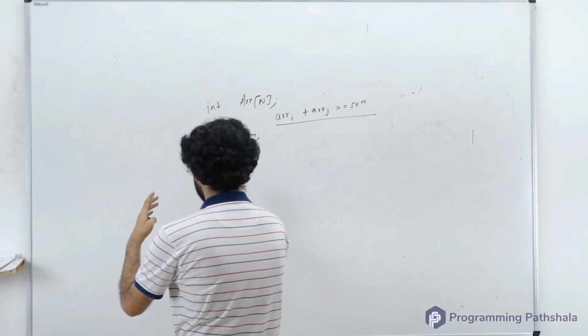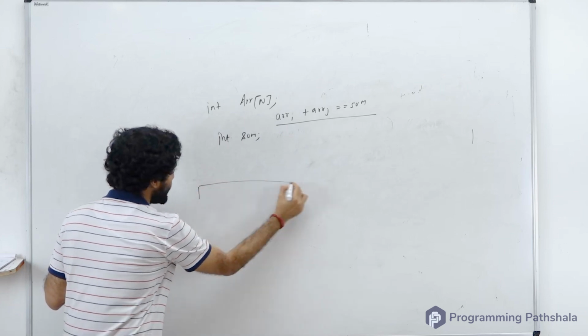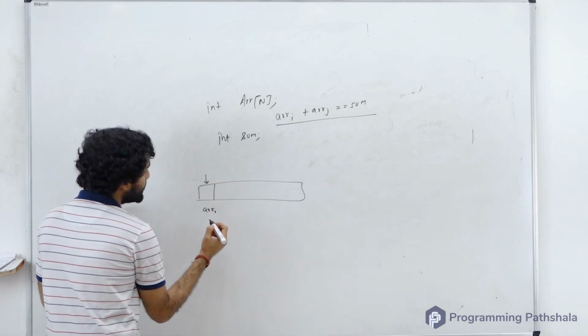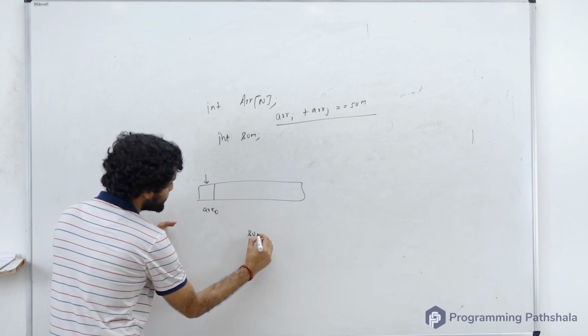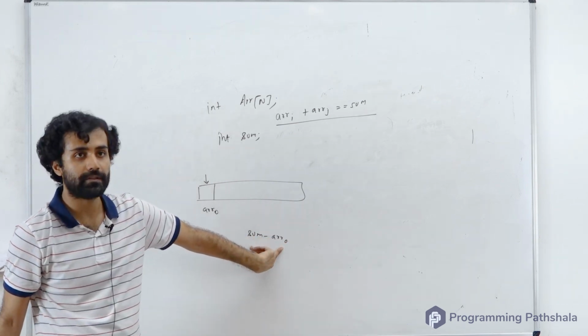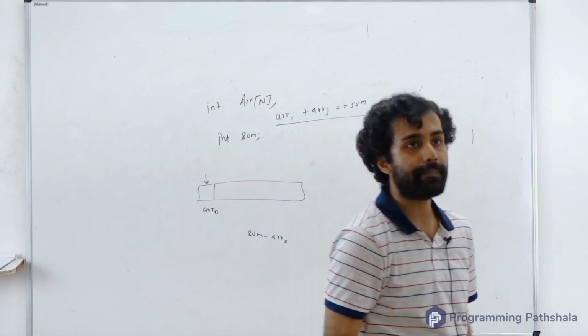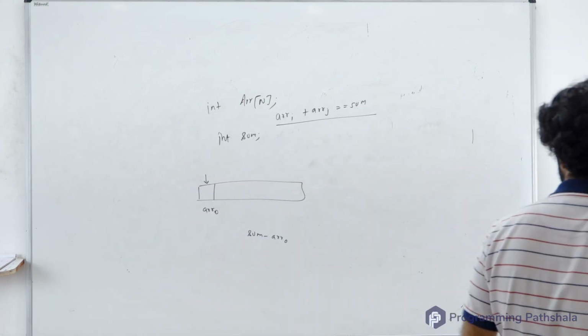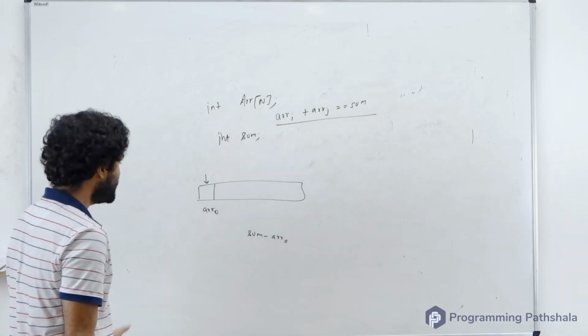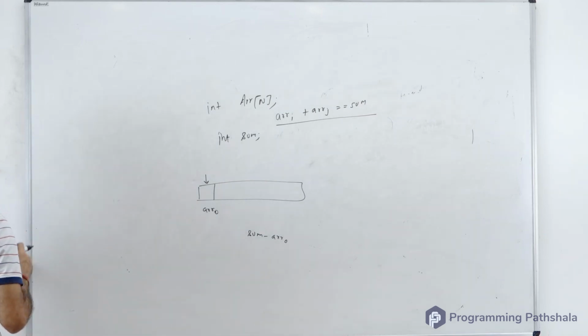So again, if this is your array, and let's say this is your first element, which is array[0], then automatically your second element becomes sum minus array[0]. So you just have to check whether this is present in the map or not, right? If this is present in the map, then you can say that yes, it is true that this particular sum exists.